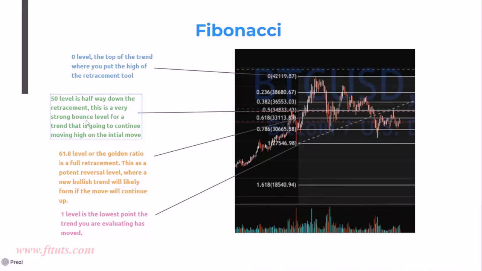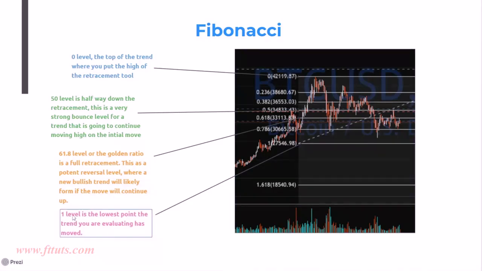This is a very strong bounce level for a trend that is going to continue moving high on the initial move. The 61.8 level, or the golden ratio, is a full retracement, and in the study of Fibonacci, the 61.8 is the magic number where we see pullbacks and then continuations. So this is a potential reversal level where there is a new bullish trend that will likely form in the movement, will continue upward.